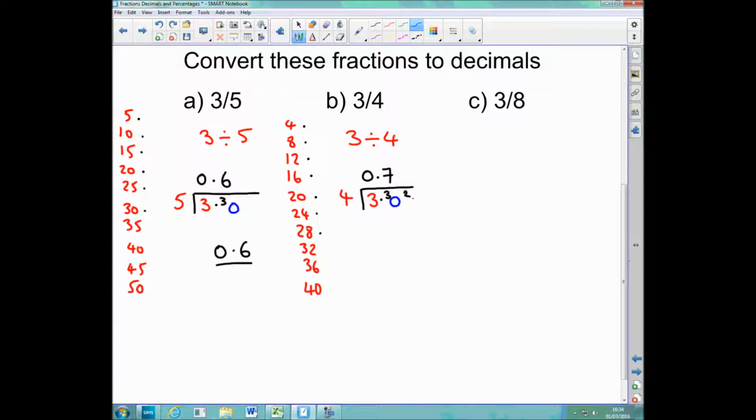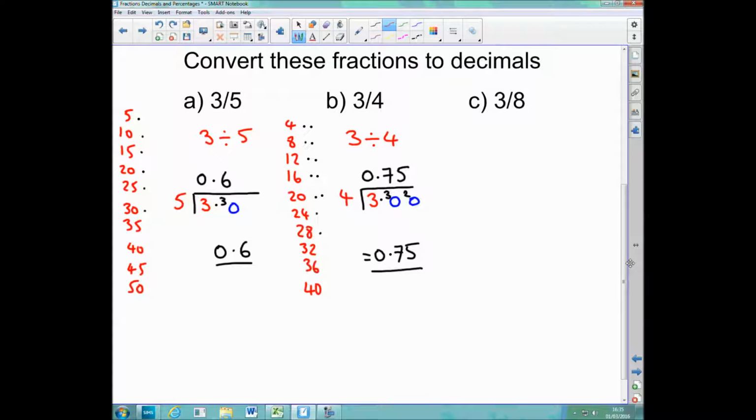So that 2 is going to sit on a new 0. And how many 4's go into 20? Well, that is 1, 2, 3, 4, 5. So my answer is going to be 0.75. Okay, so the last one is the hardest.